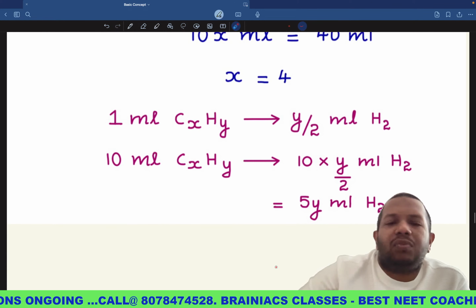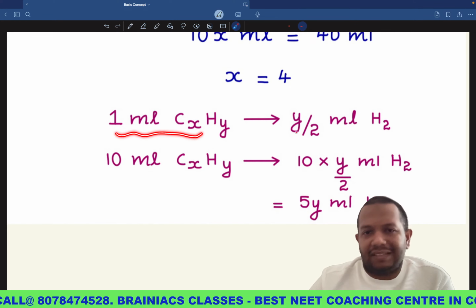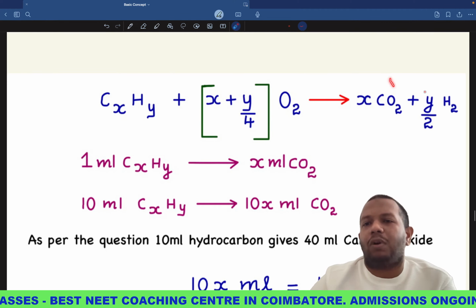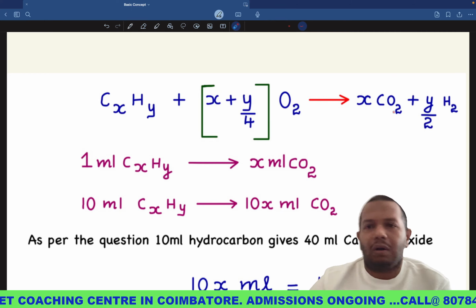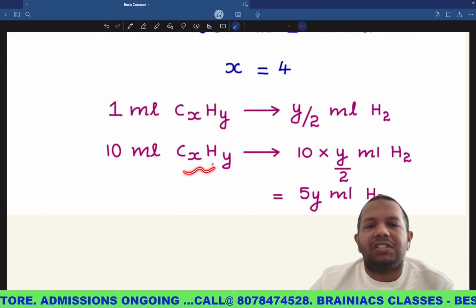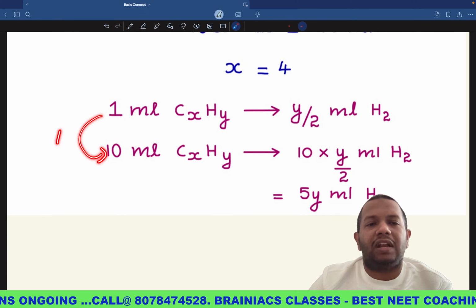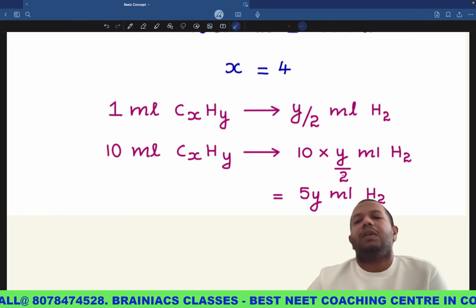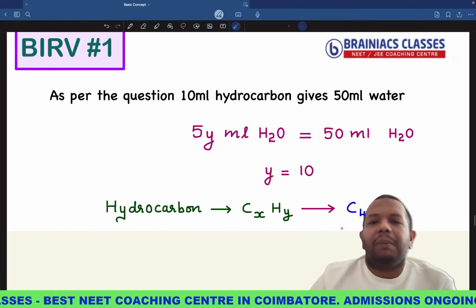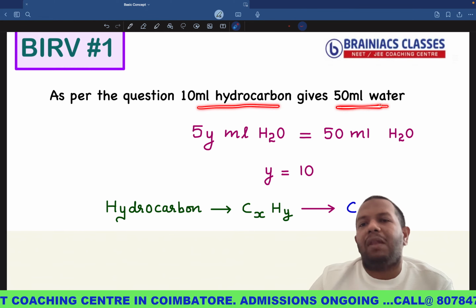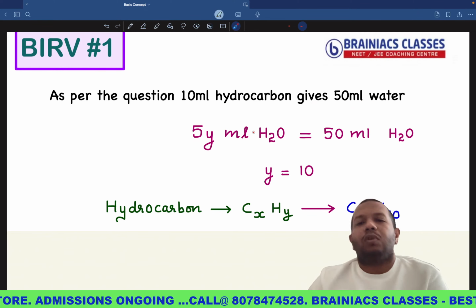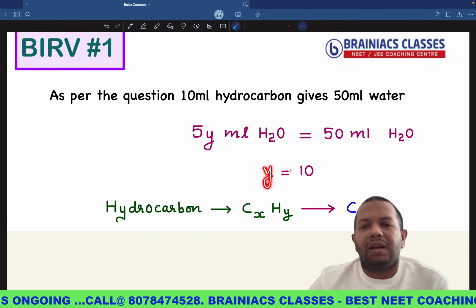Similarly, we can write for hydrogen also. 1 ml CxHy can give you y by 2 ml H2. From where is the y by 2 coming? Because it is a coefficient as per the stoichiometry. Given you 10 ml of CxHy, convert this 1 to 10, multiply by 10 on both sides. So this will become 5y ml of H2. And in the question it is mentioned very clearly, 10 ml hydrocarbon gives 50 ml water. So this 5y ml water is nothing but 50 ml water. So cancel ml on both sides and y becomes 10.